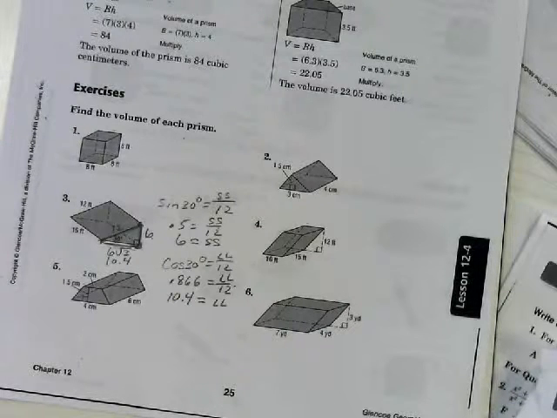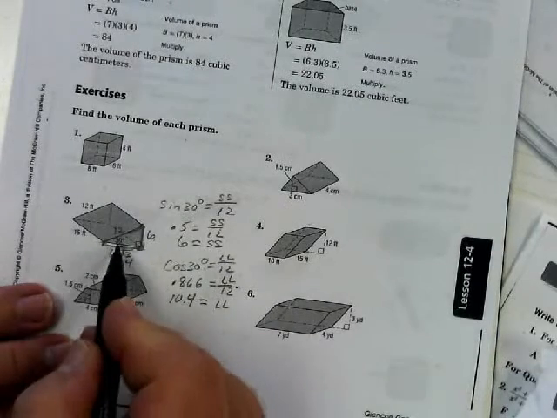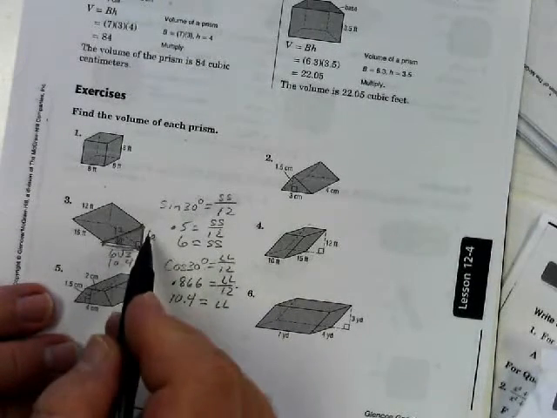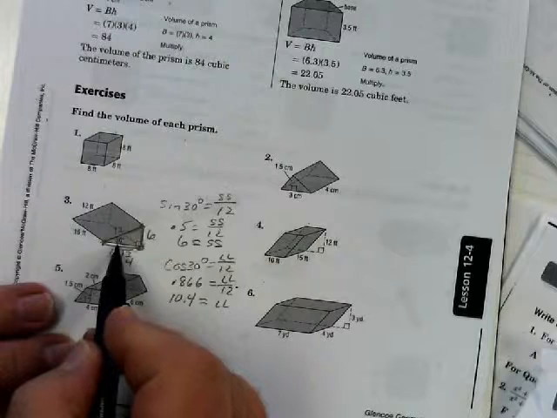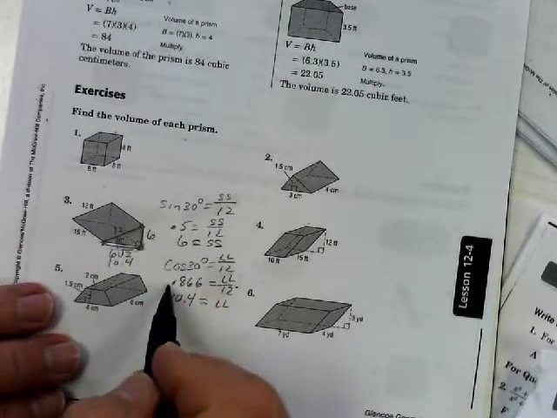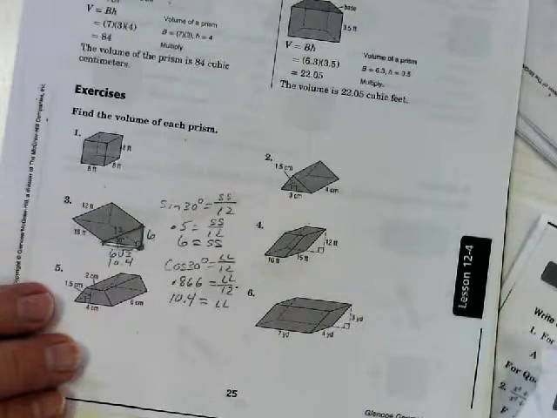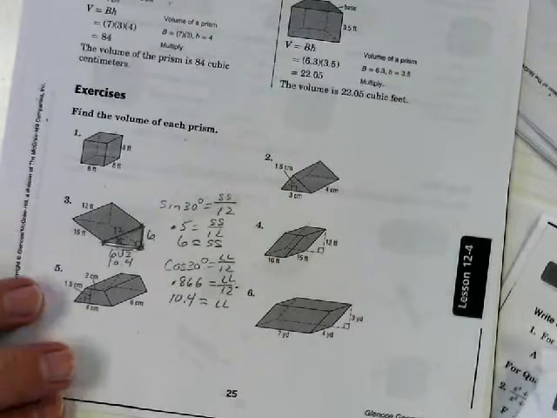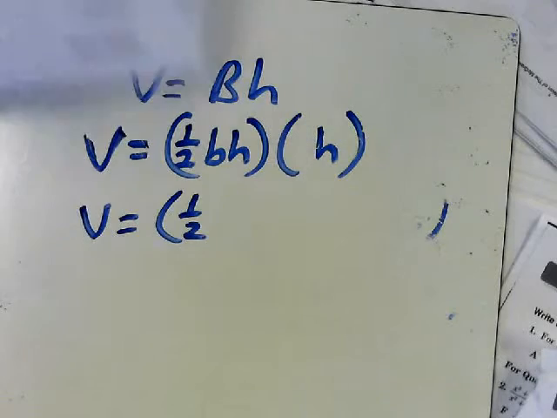Why did I go through doing it this way with sines and cosines? What if this wasn't a 30-60-90 triangle? Let's say this was 40 degrees. Then I'd have to do the sine and the cosine functions, right? Okay? So back to the problem.